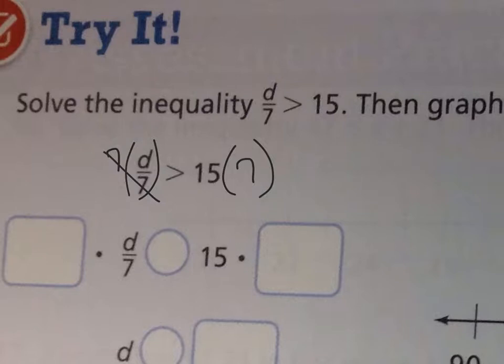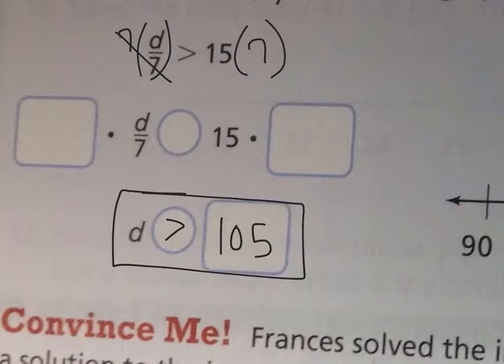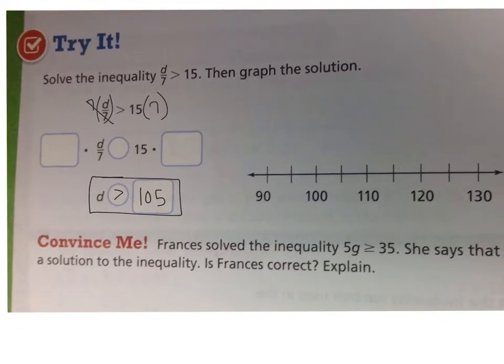On the right side, when we multiply 15 times 7, that should be 105. So D is greater than 105. If you graph that, 105 would be between 100 and 110. It would be an open circle going to the right. Good.